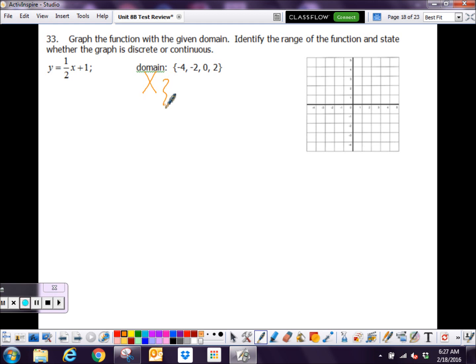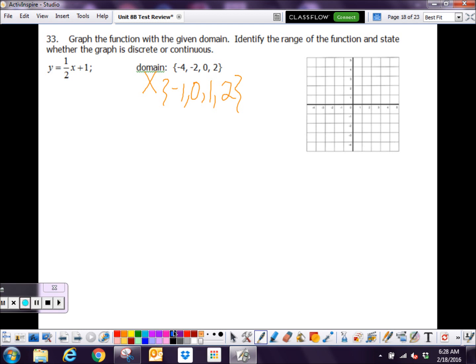So if I do that, when x is -4, y is -1. When x is -2, y is 0. When x is 0, y is 1. And when x is 2, y is 2. So that's my range. And so it's just wanting me to graph these 4 points. It's not wanting me to graph the entire line. It just wants that domain and that range.